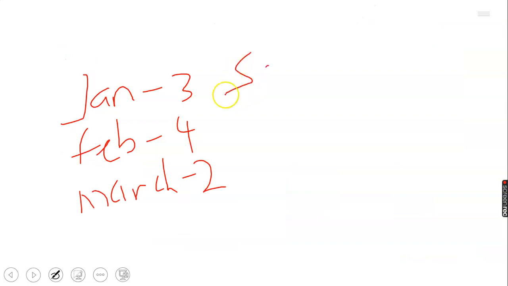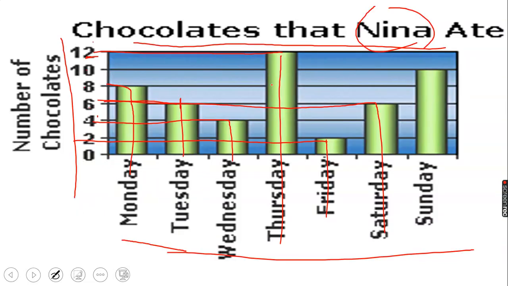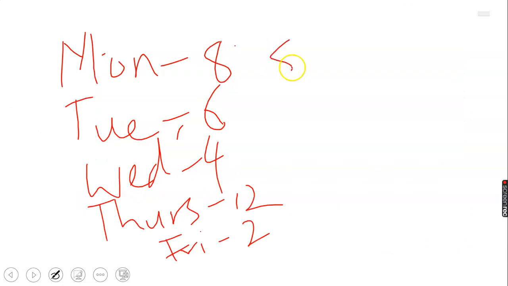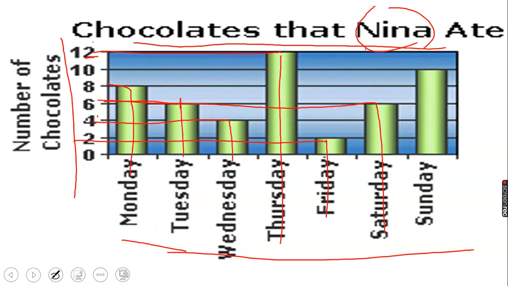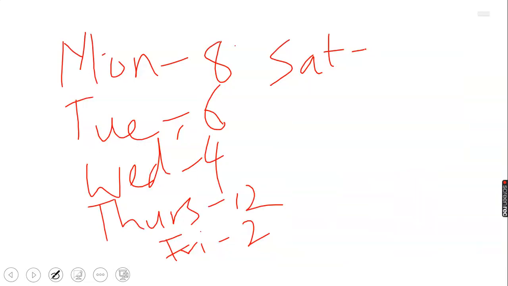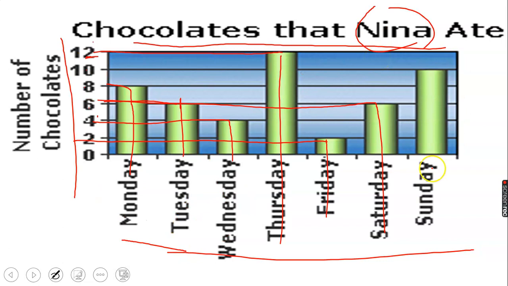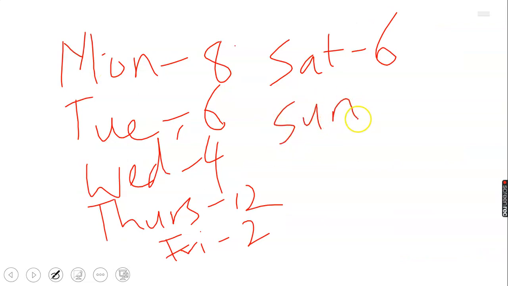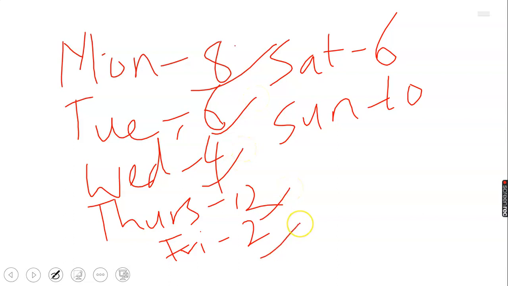So Saturday, she took what? 6. Then on Sunday, wow, she took 10 chocolates. She took 10 such chocolates on Sunday. Can you see? Monday she took 8. Tuesday she took 6. Wednesday she took 4. Thursday she took 12. Friday she took 2. Saturday she took 6. And then on Sunday she took 10.